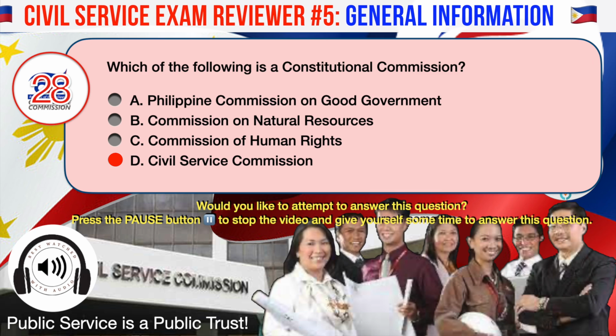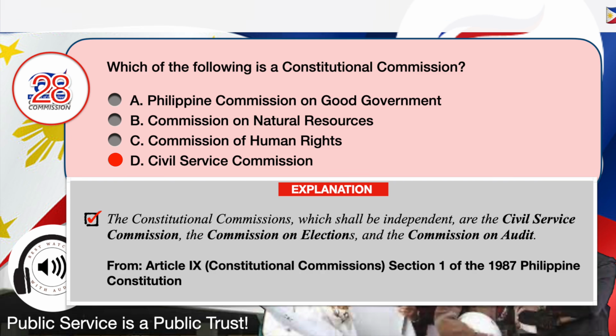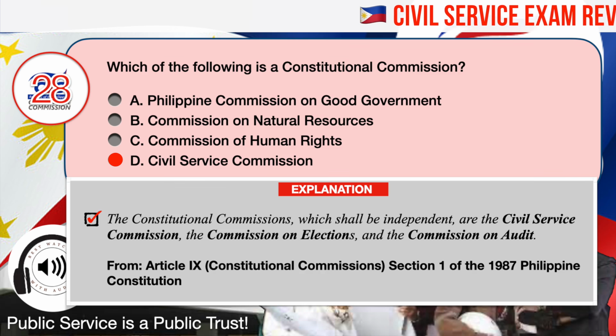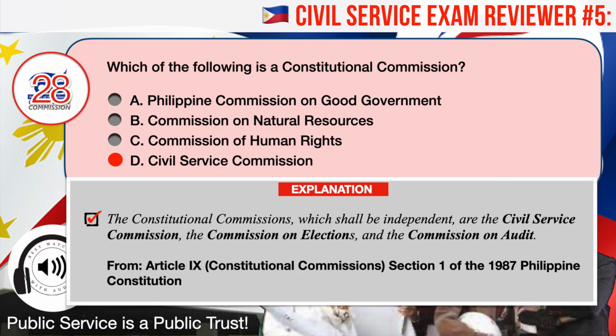Civil Service Commission. There are 3, and only 3, constitutional commissions as mandated by the 1987 Philippine Constitution, Article 9, Section 1. These are the Civil Service Commission, the Commission on Elections, and the Commission on Audit. From among the answer choices, only the Civil Service Commission is a constitutional commission.